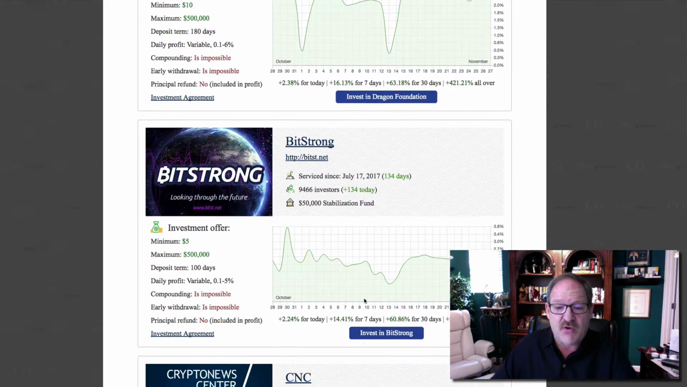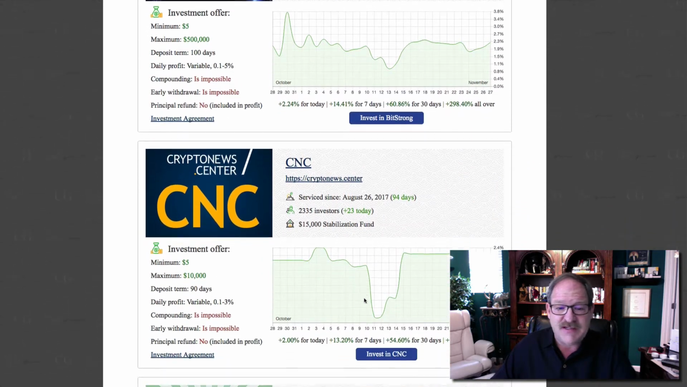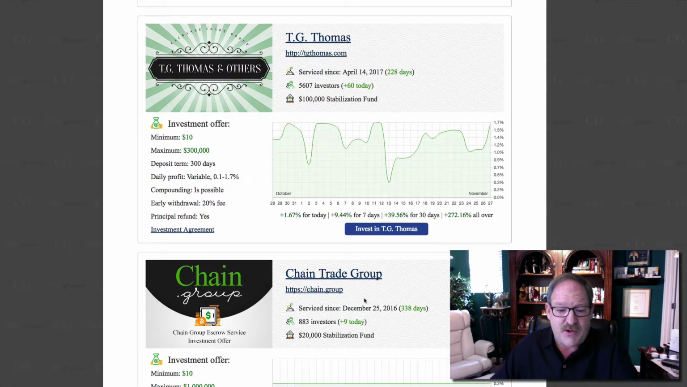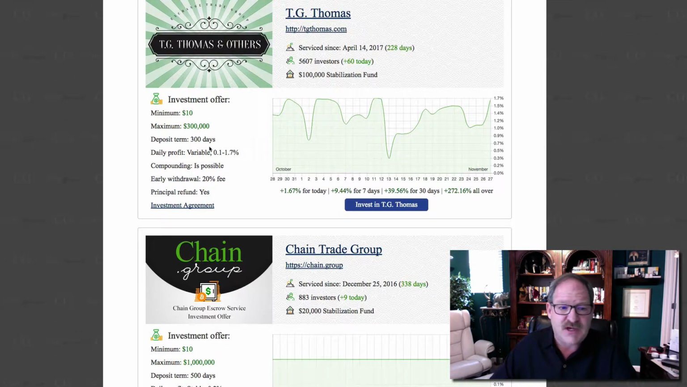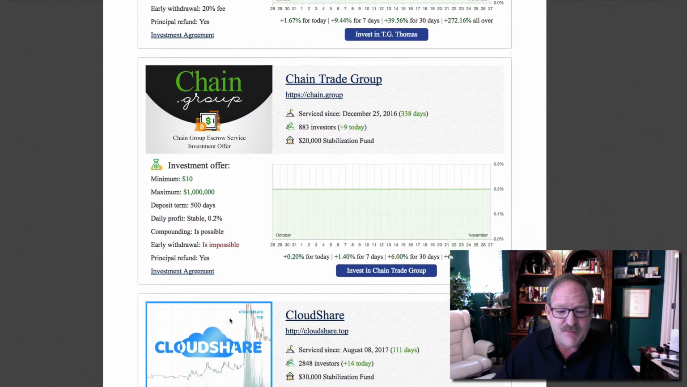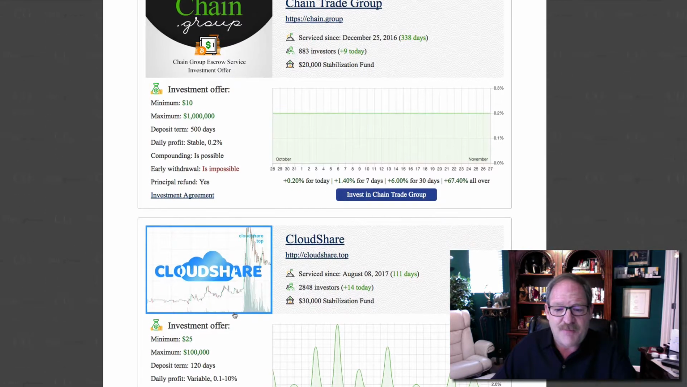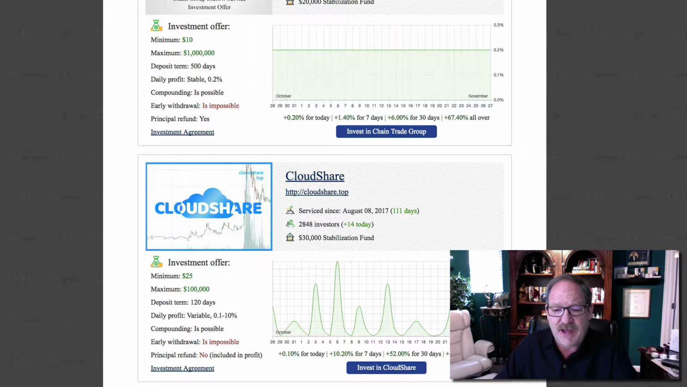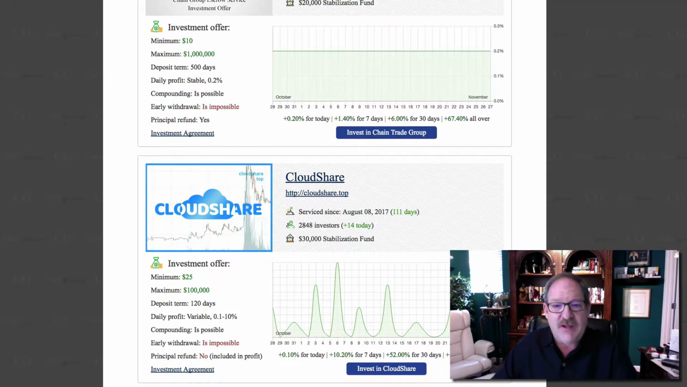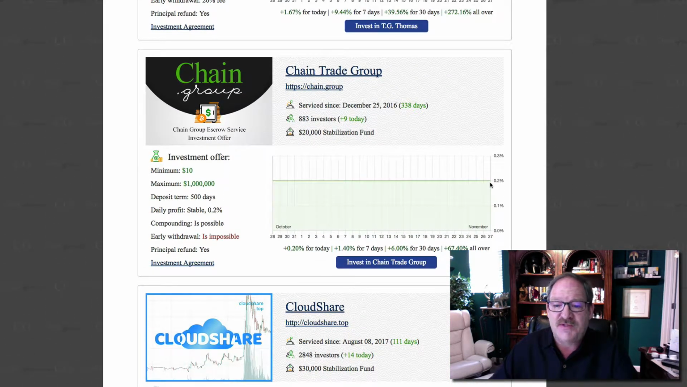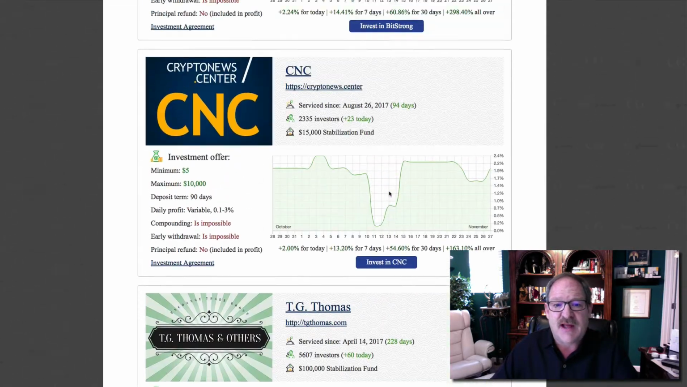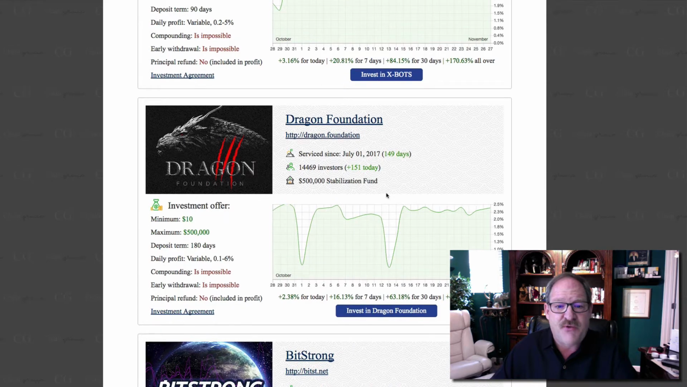There's a BitStrong group here. There's a CNC, TG Thomas, and Chain Group. And as you read through here, you can see all the different things about each one of them. Then there's CloudShare. You can see some of these are a little more volatile. I don't know exactly how they're investing. You look at Chain Group, it's a very small return. It's a consistent, very small return. So you just look at it. Anyway, I like Dragon Fund myself.